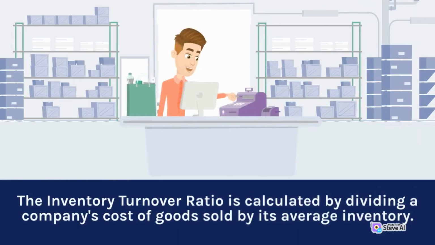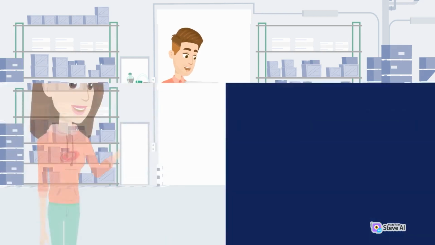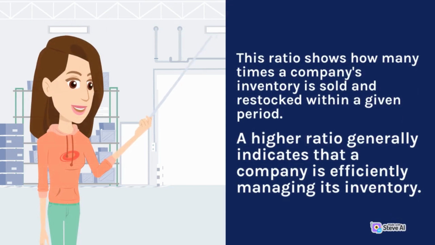The inventory turnover ratio is calculated by dividing a company's cost of goods sold by its average inventory. This ratio shows how many times a company's inventory is sold and restocked within a given period. A higher ratio generally indicates that a company is efficiently managing its inventory.